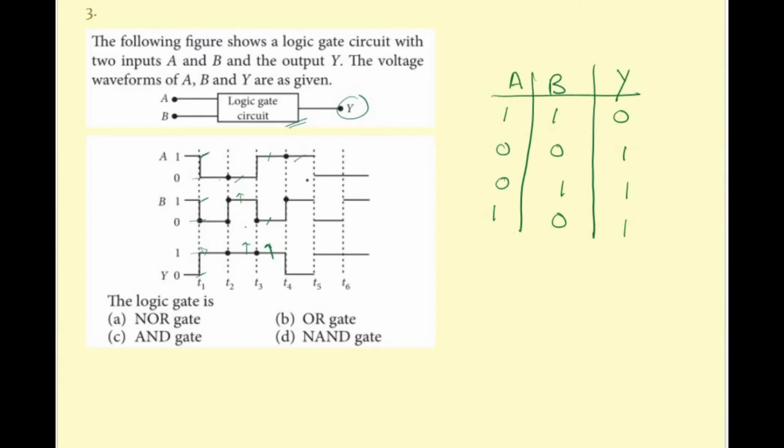And here A and B both are high but Y is low. So both are high and Y is low. So it is clear from the logic gate that when both the inputs are high, Y is low. So which gate does it denote? It denotes the NAND gate. So option D will be our correct answer.